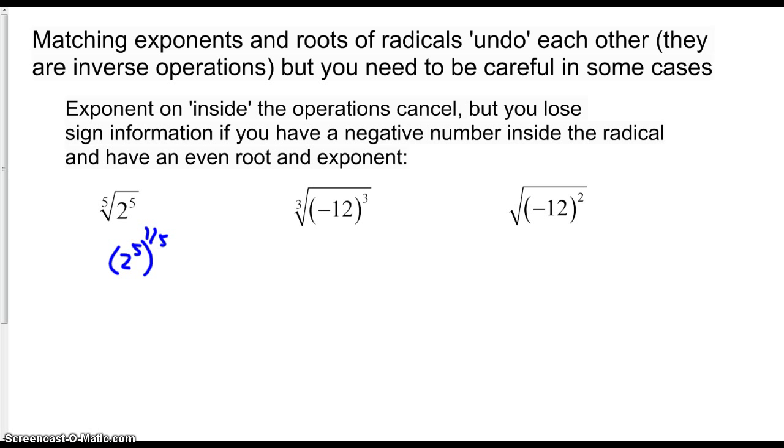So 2 to the 5th turns out to be 2 times 2 is 4, times 2 is 8, times 2 is 16, times 2 is 32. This is 32 to the 1/5 power, and when I take the 5th root of 32, I get 2 again. So this one does result in canceling. The 5th root did cancel the 5th power and leave a 2, which is great. But what happens if I do this? What if I have the cube root of -12 cubed?